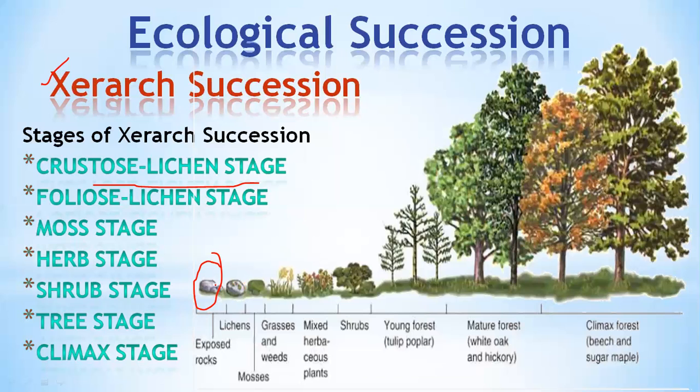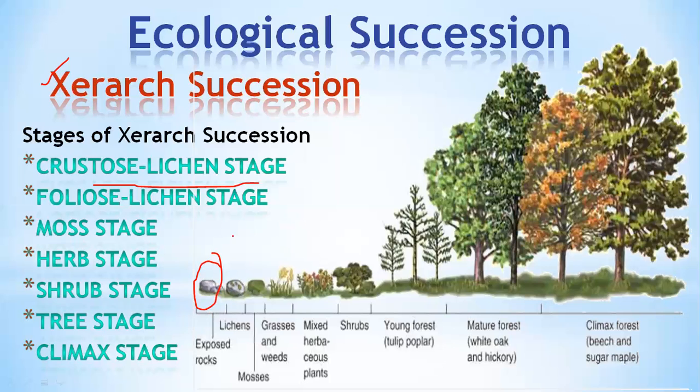Examples of crustose lichens are Lecanora and Rhizocarpon. That is actually a symbiotic relationship between fungi and algae. So the foliose lichen stage is formed. Foliose lichen stage means leaf-like lichens are formed, and due to the absorption of water, the lichens carry out photosynthesis also. Parmelia and Dermatocarpon are examples of those lichens.